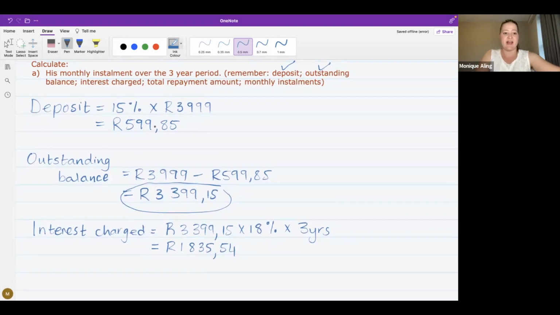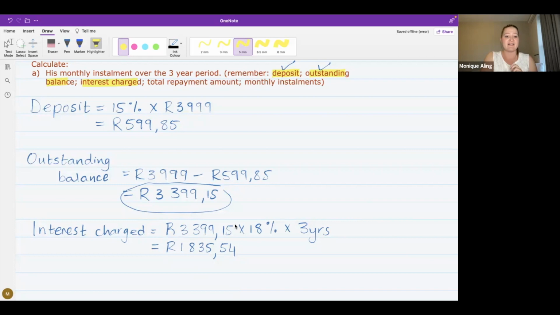So that means we have worked out the deposit, worked out the outstanding amount, we've worked out the interest charged. So we know what's outstanding. We've just worked out the interest that is now going to be charged. So how do we work out the total repayment amount? I think it was Zoleka that said it.